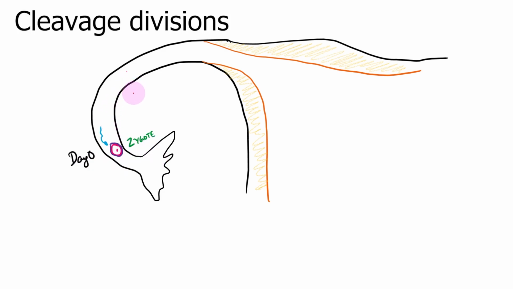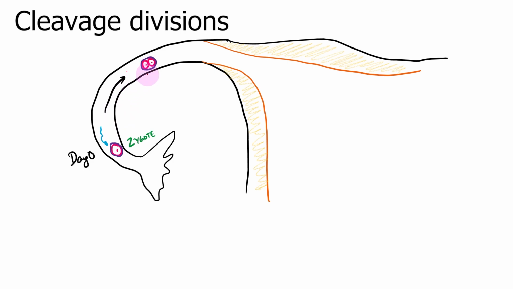Let us learn what happens on the first week of embryonic life. This is the uterine outline and this is the endometrium. So this will be the uterine lumen. Here you will have the ovary, and from the ovary the secondary oocyte is released, which is fertilized on day 0, forming zygote. Zygote undergoes a type of cell division which is known as cleavage division.